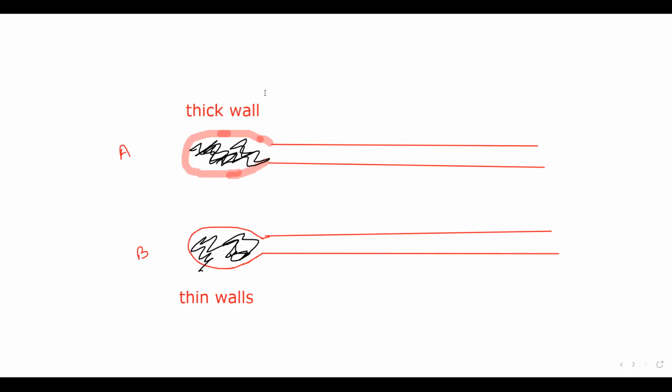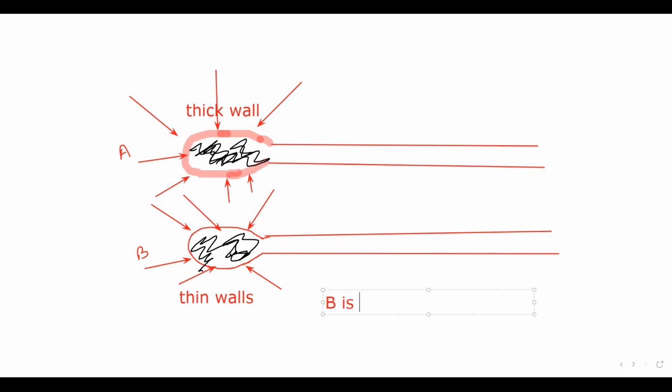So the correct answer is, because the thermometer bulb is made of glass, and glass is not a very good conductor of heat, when it is a thin glass bulb, it will be more responsive. Heat can easily transfer to the liquid. If it's a thick glass bulb, the heat cannot transfer easily to the liquid, so it will take time to absorb the heat energy. So in this example, B is more responsive compared to A.